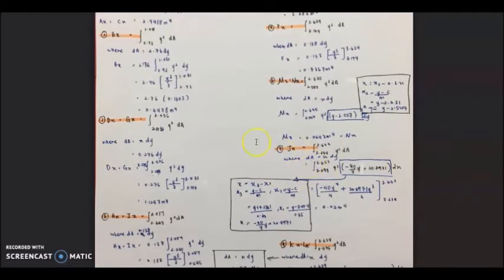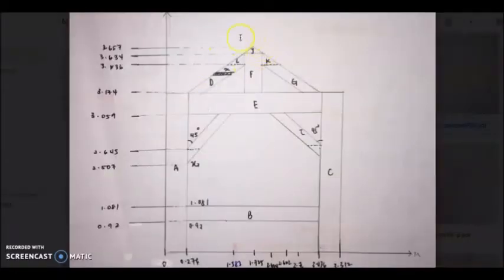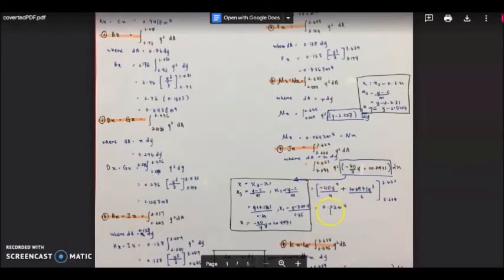Next will be Jx. Jx is located here. As you can see, this part of the hut is like an arrow, but to ease the calculation process, we decided to break it up into J and F. So the moment of inertia at J, between 3.657 and 3.634, will be 0.02.